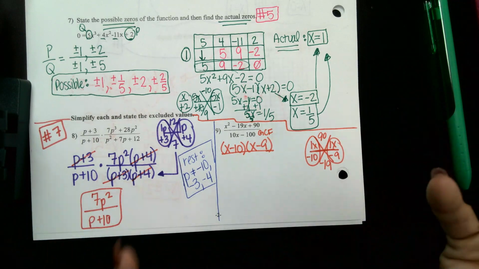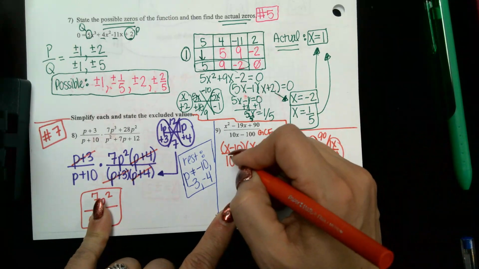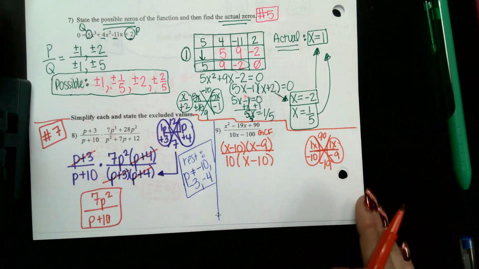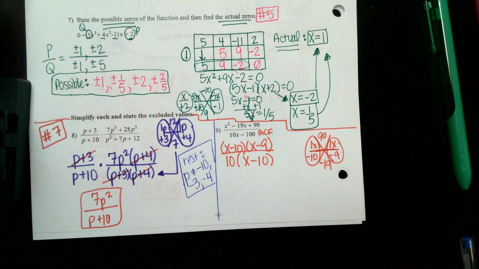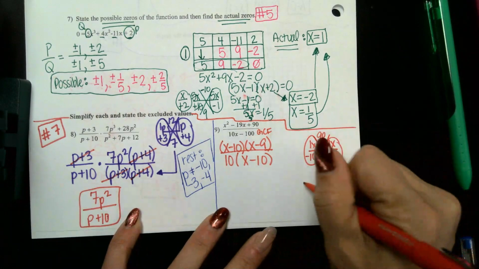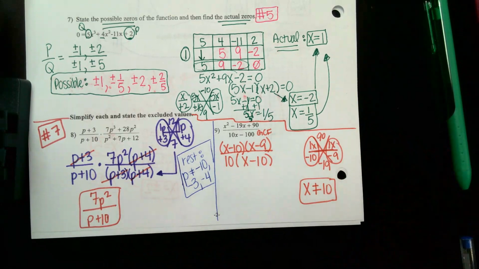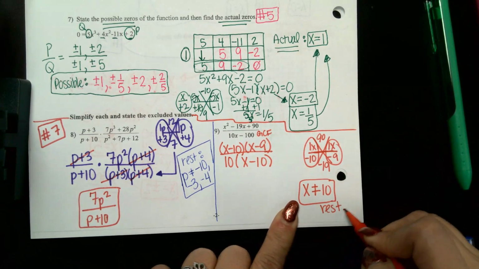But they're both divisible by 10, right? So we have to put the 10 out front, and then it's x minus 10. Yeah, you always have to put whatever they have in common out front. So x could not equal positive 10. That's the only restriction we have.